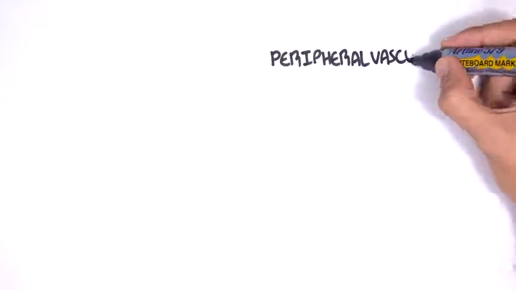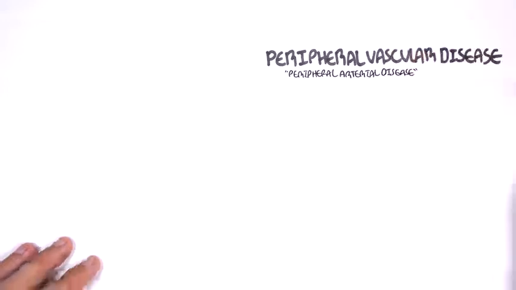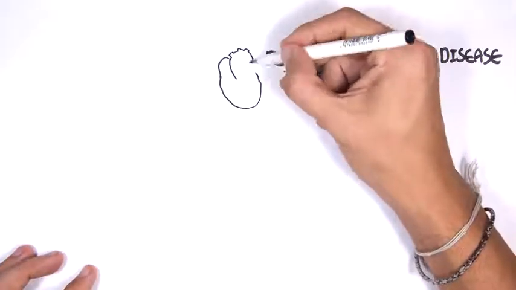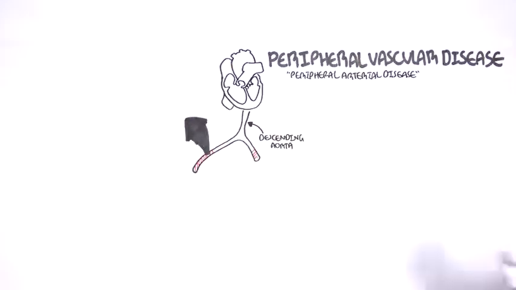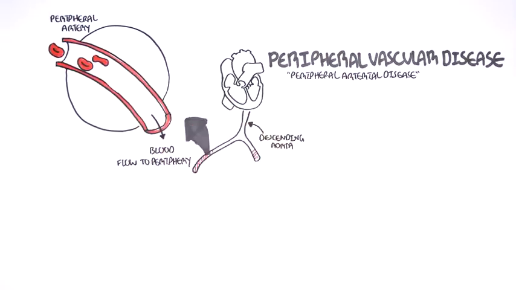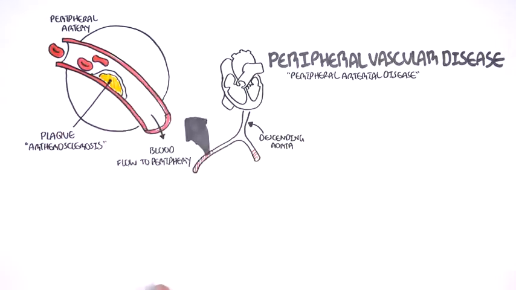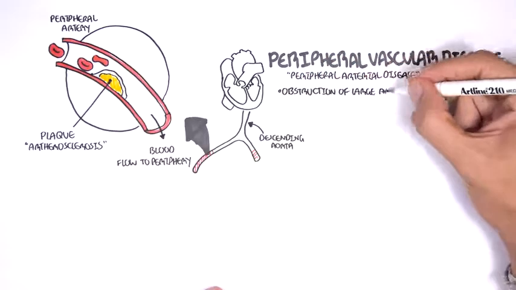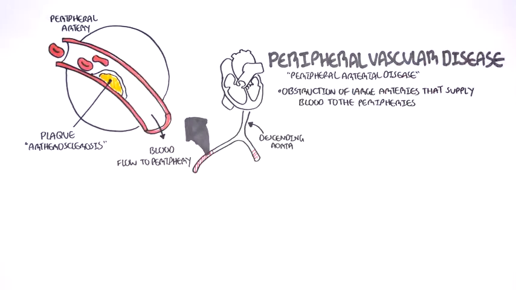Peripheral vascular disease, also known as peripheral arterial disease, is another cardiovascular disease. So here we have the heart with a descending aorta. Peripheral vascular disease is basically a result of plaque formation in the peripheral vasculature from atherosclerosis, for example. So obstruction of large arteries that supply blood to the peripheries can lead to devastating big problems, such as if we have renal stenosis, for example.